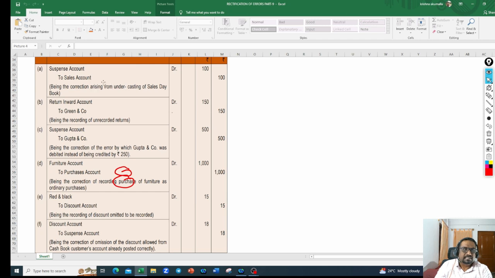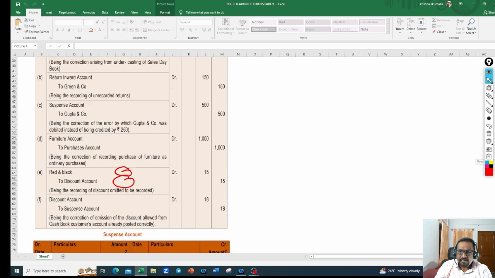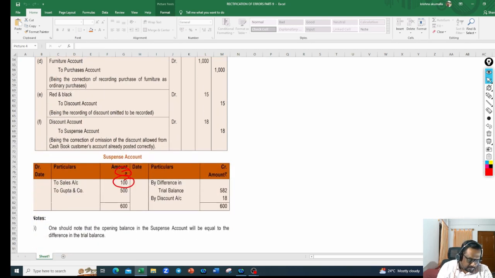Sales book. Sales book undercasting, right? So sales book, if it is undercasted, suspense account debit to sales account, that is the entry. Here you see. So that is what we debited here. This 100 rupees is nothing but the undercasting of sales book. Gupta account is 500, and we also have another discount. This is the one. This is the entry. In this entry also suspense account is credited. So credit suspense account 18 rupees we posted.